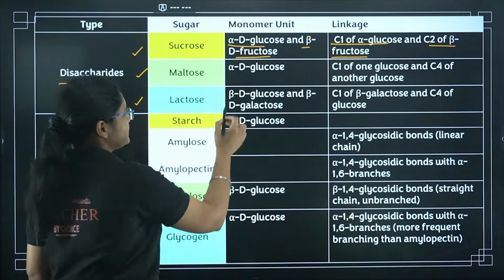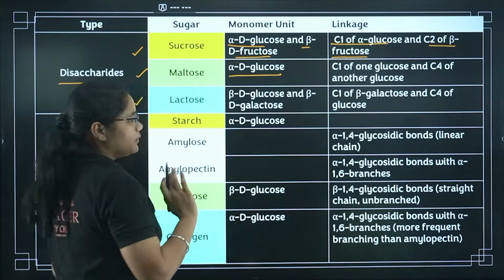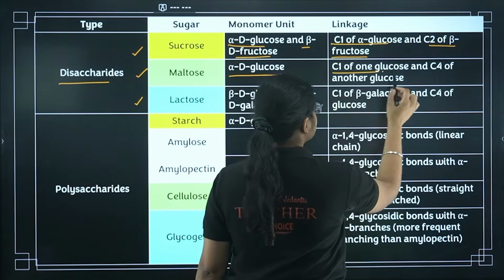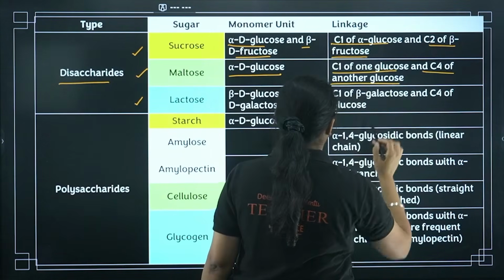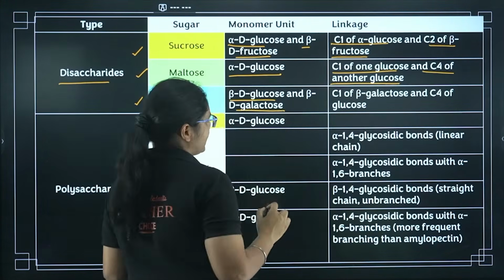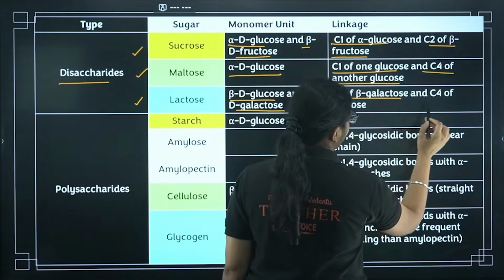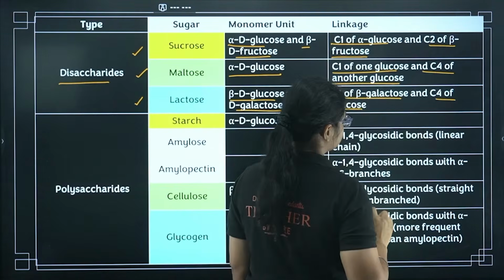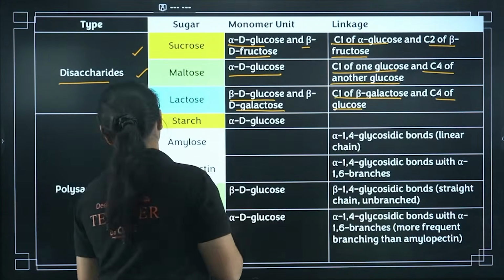Next, maltose is alpha D glucose. Only alpha D glucose is there. C1 of glucose and C4 of another glucose. Next, lactose has beta D glucose and beta D galactose. So it is C1 of beta galactose and C4 of glucose. Okay. Next, we have polysaccharides.